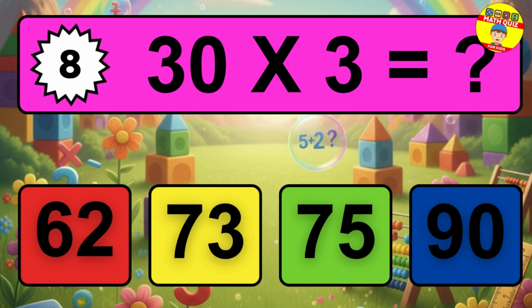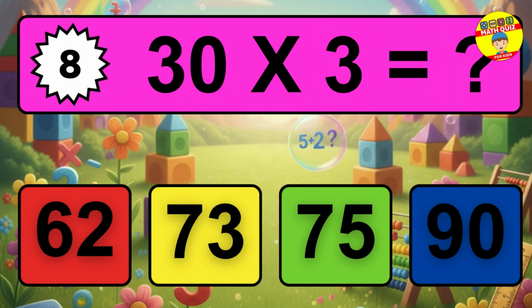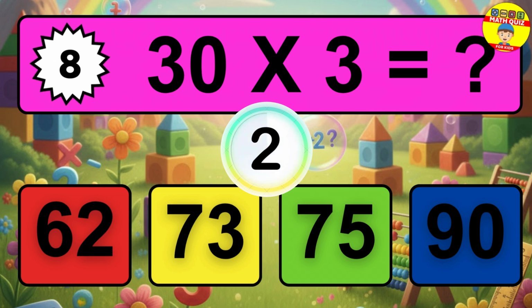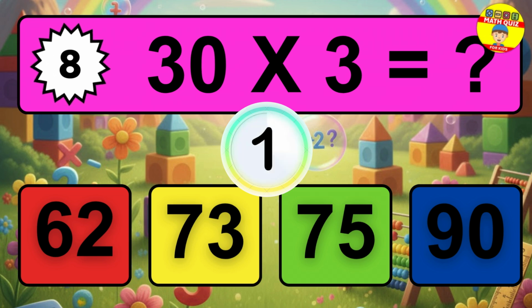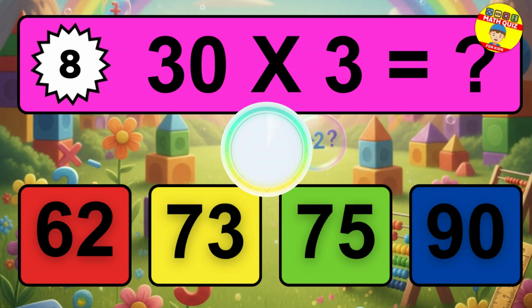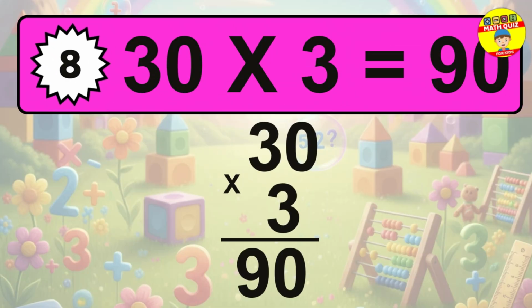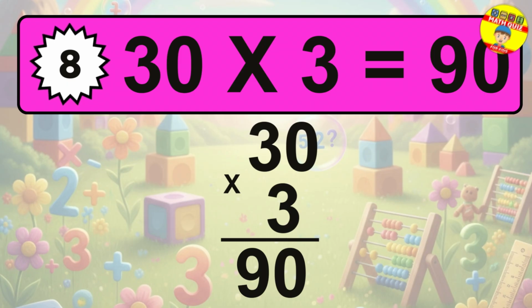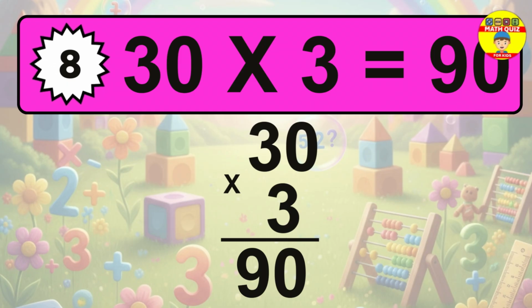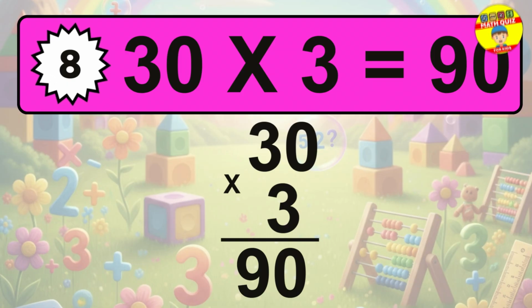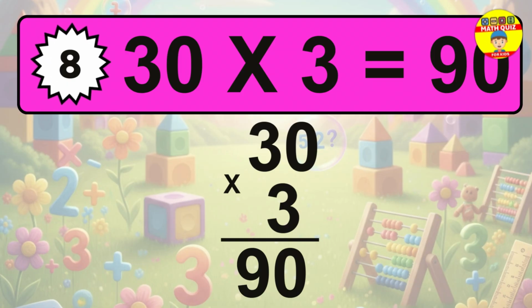Question 8. 30 times 3 equals what? So the answer is 30 times 3 is 90. To calculate, we have 30 groups with 3 balls each one. So how many balls do we have? 90 balls.